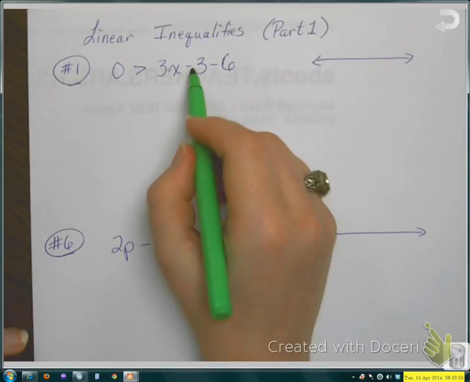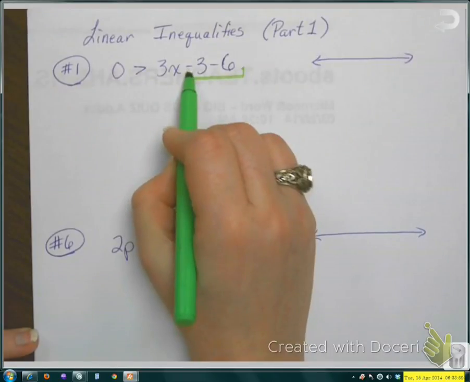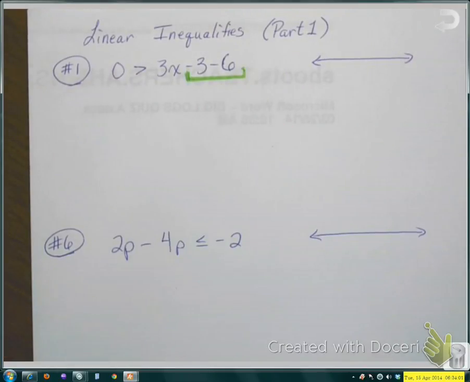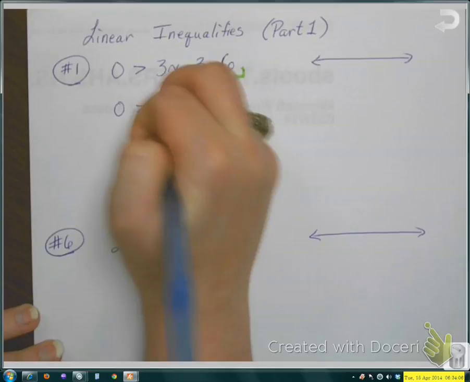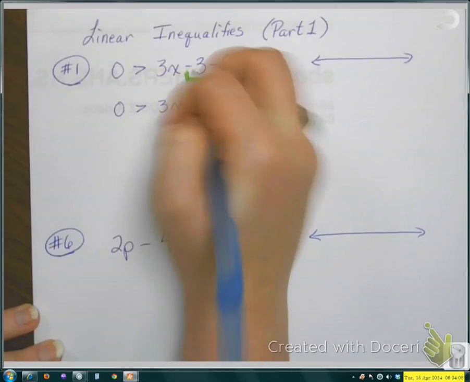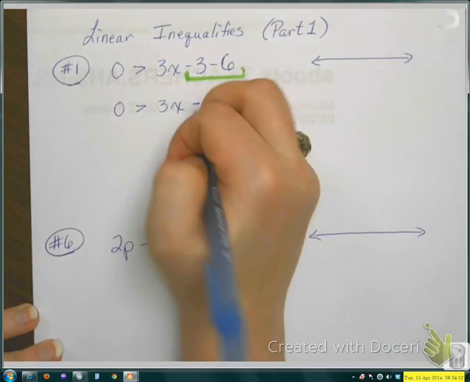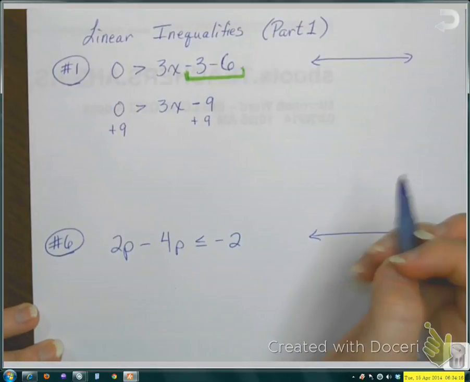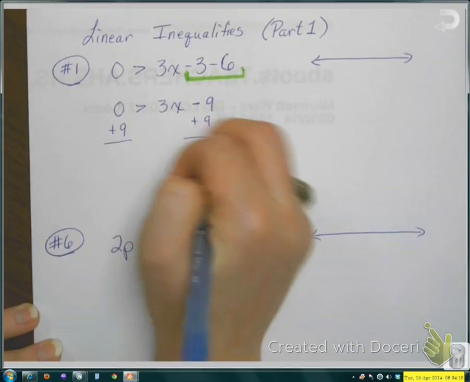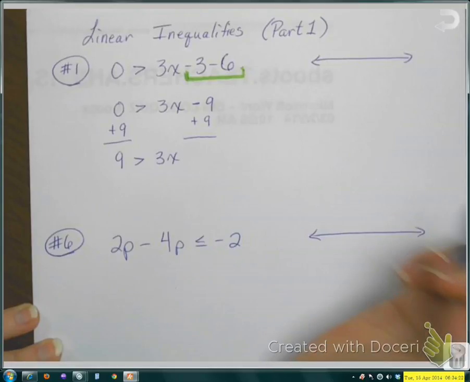So I notice here, we're going to work problems from part 1 in the homework. This is number 1. And in number 1, I have two terms that are alike that I can combine. So that's the first thing I'm going to do, I'm going to combine. So I have 3x, and that becomes minus 9. Now I want to move that 9 over to the other side. So we are going to add it. And we will get 9 greater than 3x.